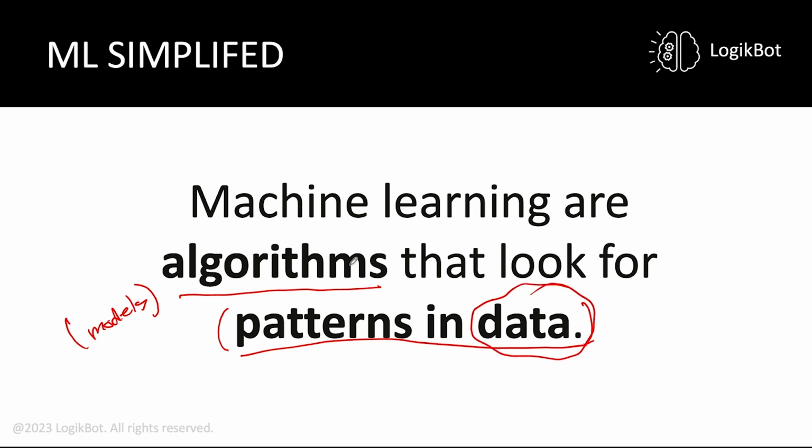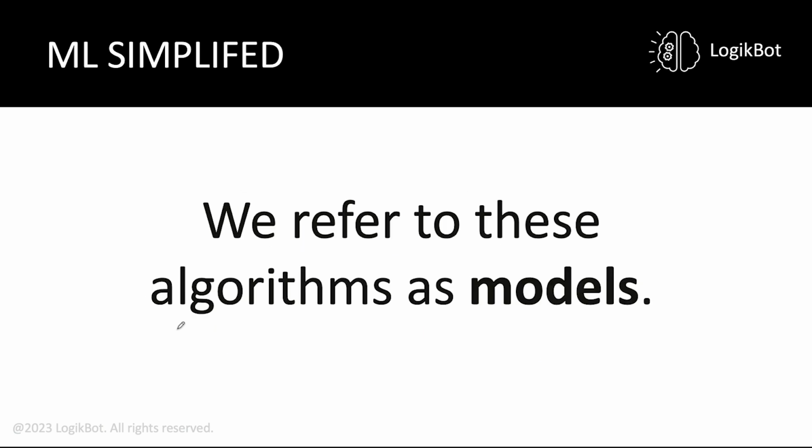All right. So machine learning models are algorithms. So we call them models. Great. Moving on. We've got that. That was pretty straightforward. We refer to these as models. Yes, we do. I just said that in the last slide. So we can probably move forward from this slide.